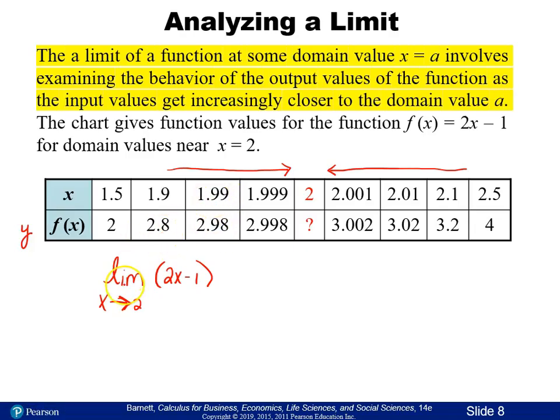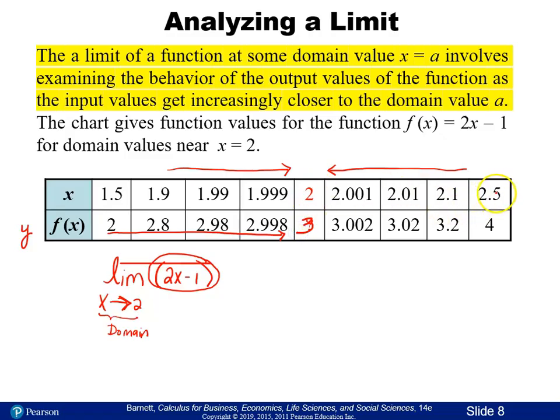So what the limit is, this represents your domain, okay? When the domain is getting close to 2, what is happening to the actual value of this? What is the y value getting closer to? If you look at these numbers and follow it in, as these numbers approach 2, the f of x numbers are approaching the number 3.